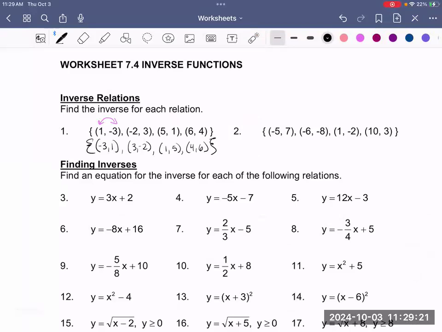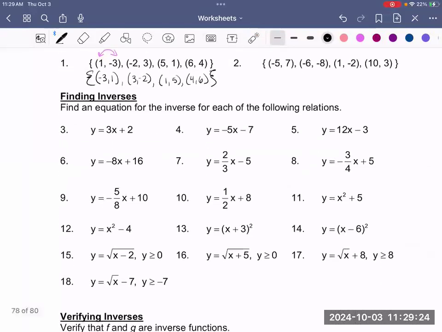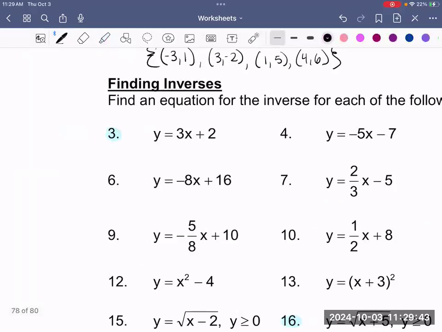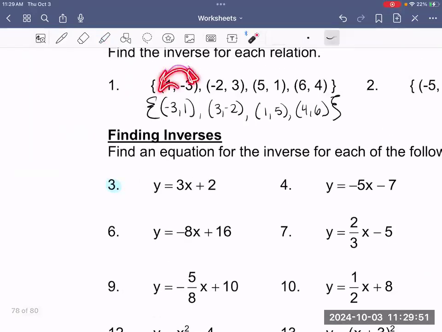And when it says finding the inverse equation, I'll just do a few here. I'll do number 3, number 11, number 14, perhaps number 16. So do just a few different types here. So in order to find your inverse function equation, we first, as we did here, switch your x's and your y's. So if we had a y, it's now an x, and if we have an x, it's now a y value. So now we want to go and solve for y.